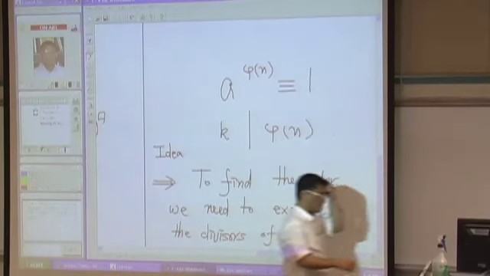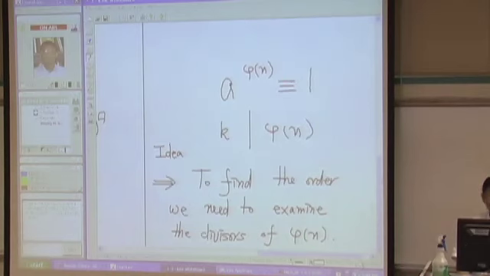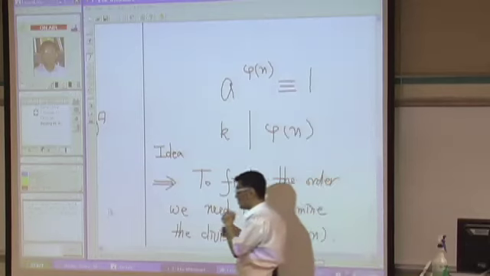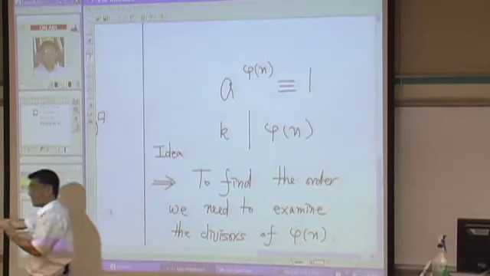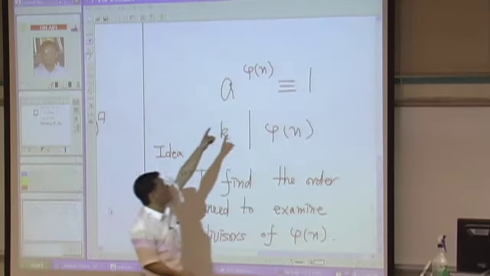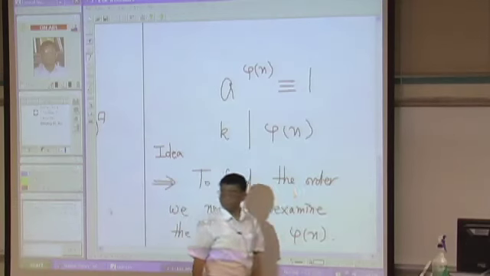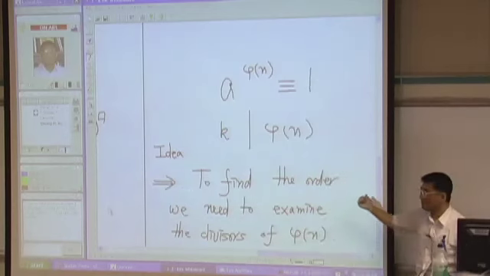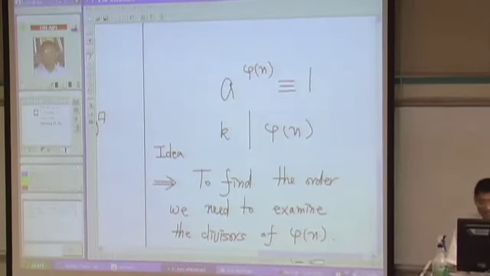For instance, let's return to the previous case. But if you don't understand this reasoning, ask me. So the order must divide phi of n. That means, from the phi of n point of view, the order is a divisor of phi of n. Why? Because the order should divide any power satisfying this condition. So this is the key idea to finding the order.